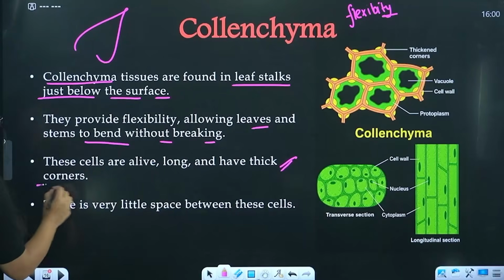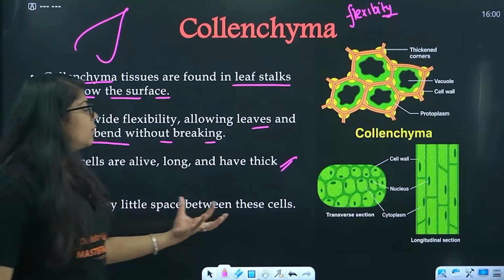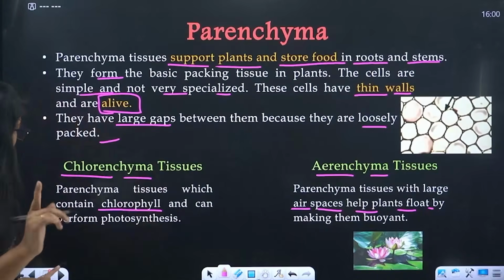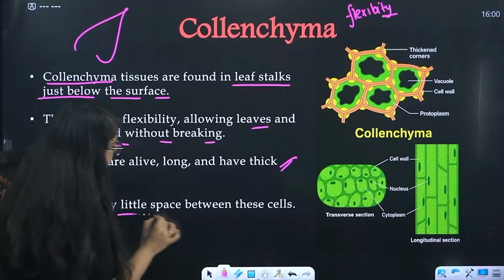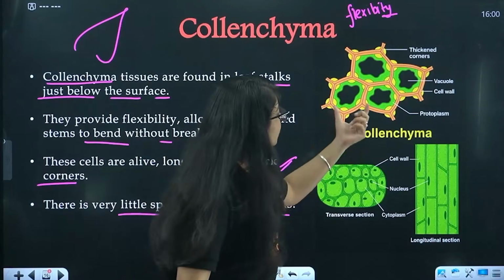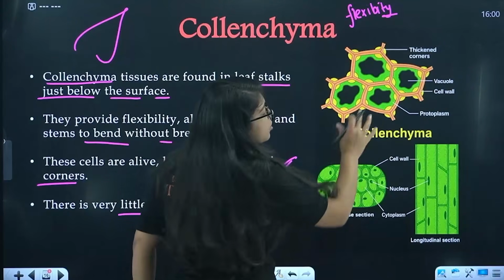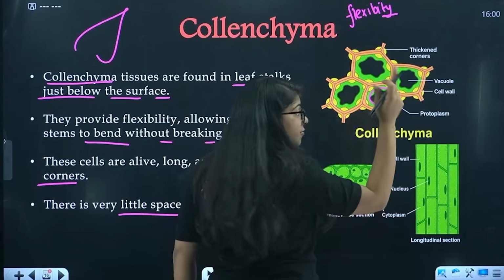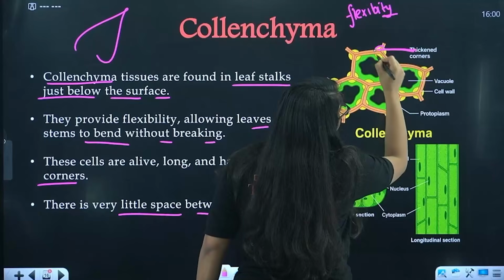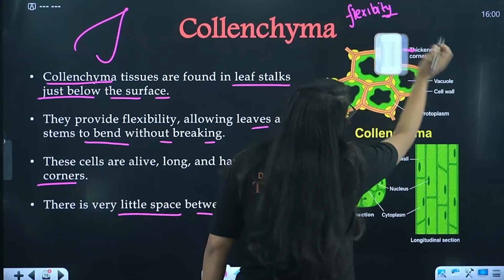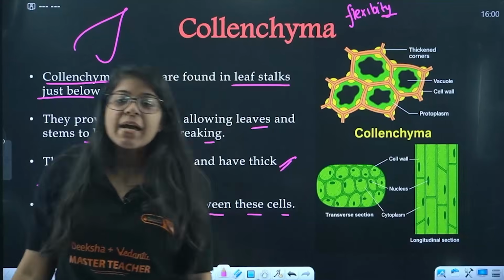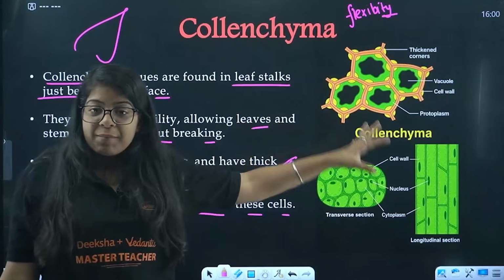There is very little space between these walls. In parenchyma they have large gaps, but in collenchyma they have little space between cells. Now just look at this collenchyma. This is of course your protoplasm, which we studied in the cell chapter, and your vacuole. They have thickened corners, very thick. And they of course have a cell wall because it's a plant cell. So this is your collenchyma.